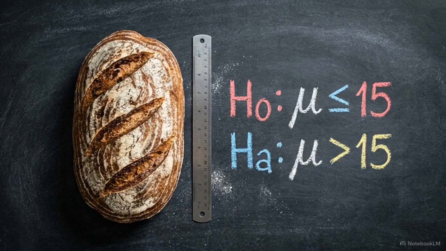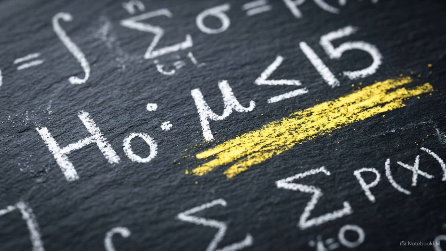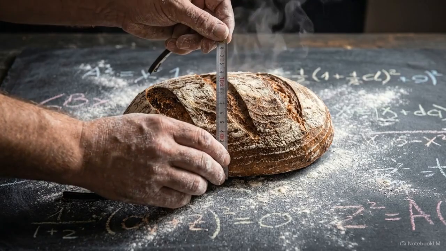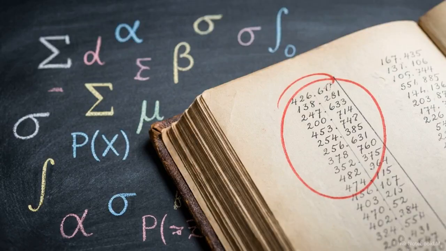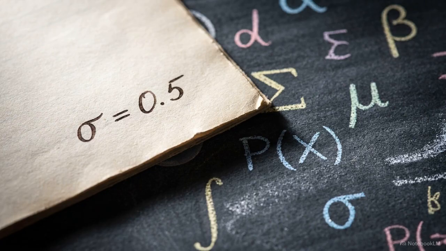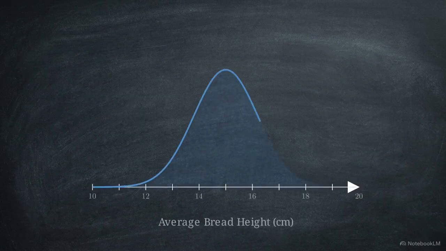Let's apply this environment to a claim. A baker insists his bread height averages more than 15 centimeters. That is our alternative hypothesis. The null hypothesis, the baseline we assume is true, is that the mean is 15 centimeters or less. We pull a random sample of 10 loaves and measure them. The sample mean comes out to 17 centimeters. From historical data, we also know the population standard deviation for the bread height is exactly 0.5 centimeters. Because we are testing a mean and the population standard deviation is known, we map this directly onto a normal distribution, anchoring the center peak at our assumed null hypothesis of 15.